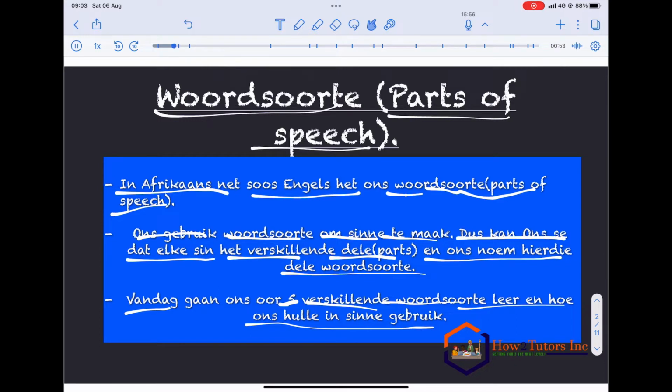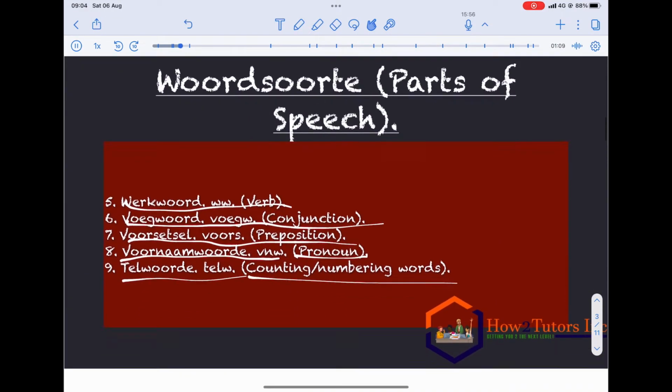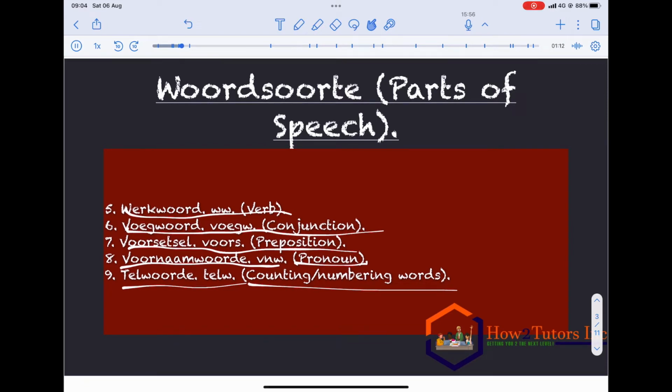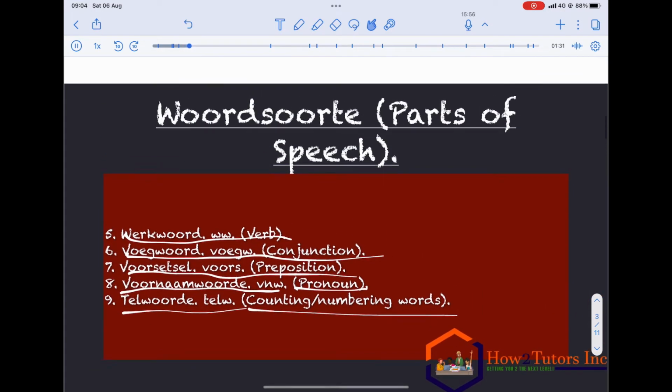En vandag gaan ons oor 5 verskillende woordsoorte leer en hoe ons hulle in sinne gebruik. So today we'll be learning about the 5 different parts of speech and how to use them. Die 5 woordsoorte that we'll be covering today are die werkwoord, your verb, voegwoord, your conjunction, your voorsetsel, your preposition, voornaamwoorde, your pronoun, and finally the last one, telwoorde, your counting or your numbering words. These we use for numbering and enumerating things.